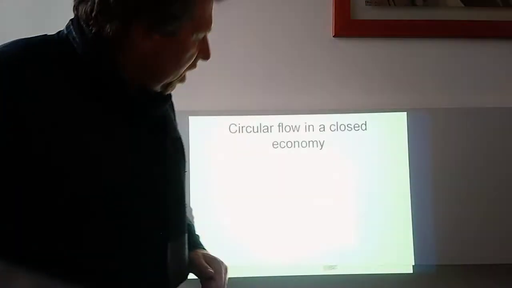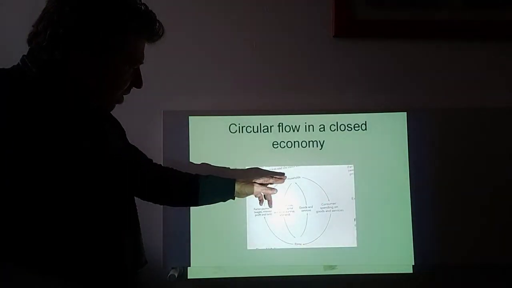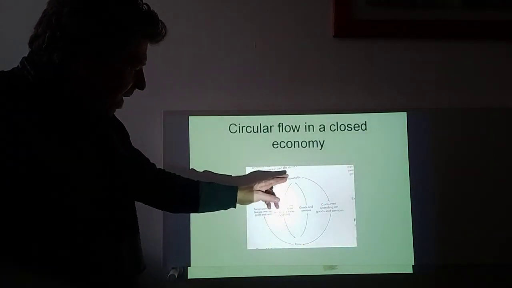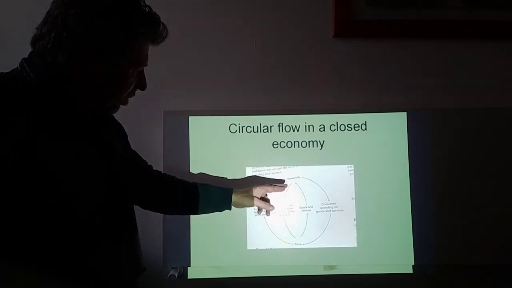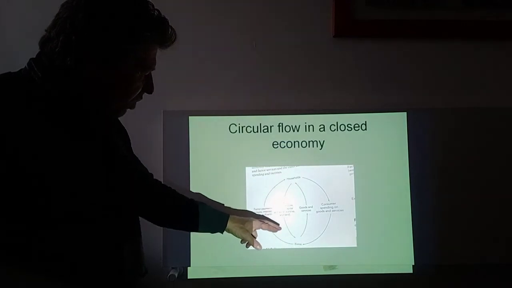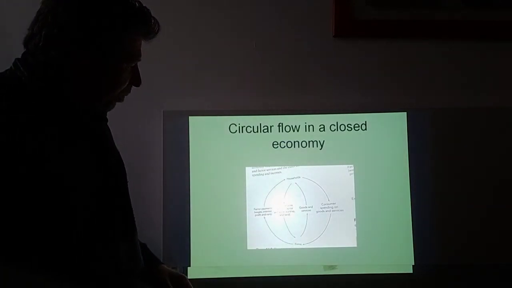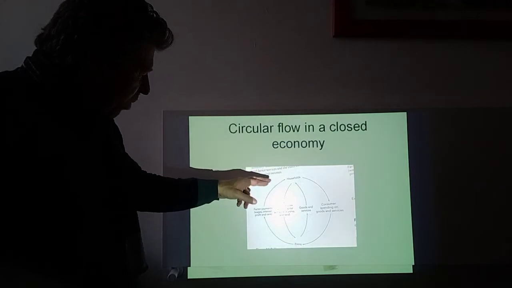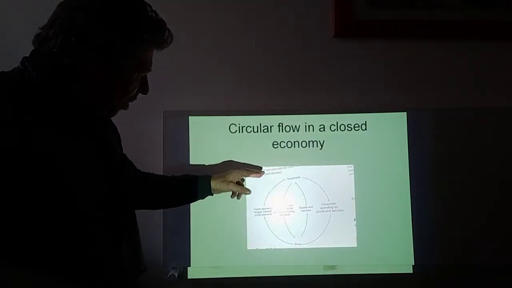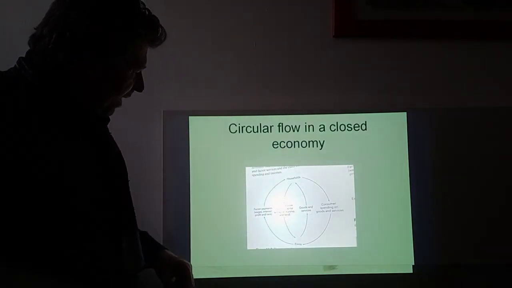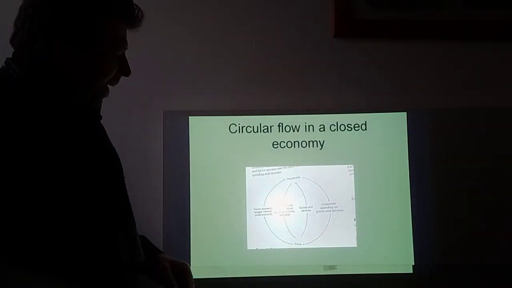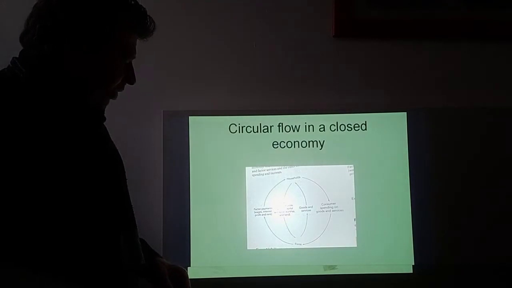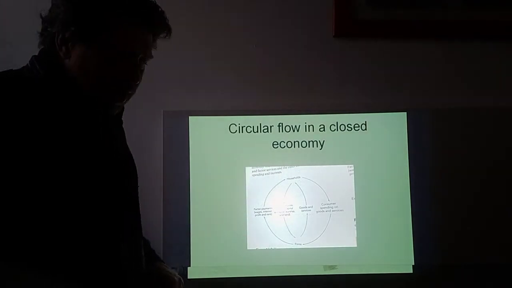And we can do a diagram for a closed economy like this. You've got the households and the firms, and they provide goods and services. The firms provide goods and services, and the households provide their labour, capital and entrepreneurship and land, and that will be paid for in terms of wages, interest, profit and rent, and the households would spend their money on the goods and services. So that's a closed economy.